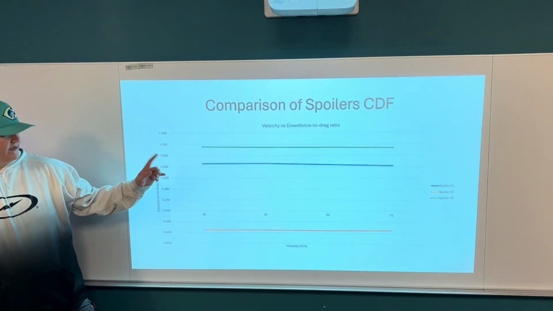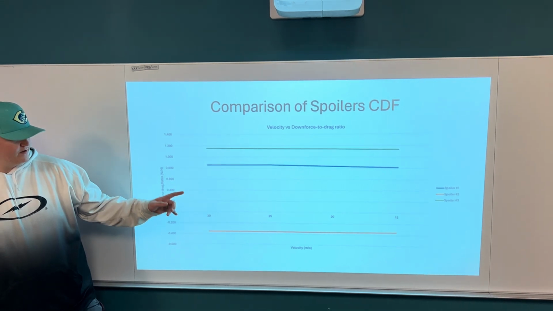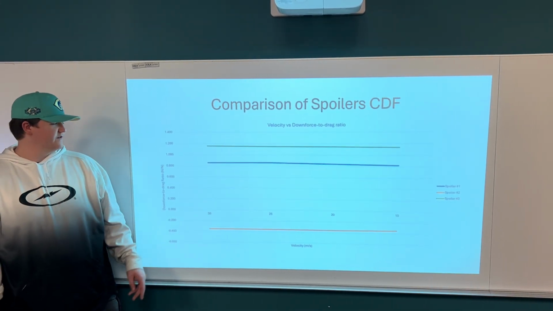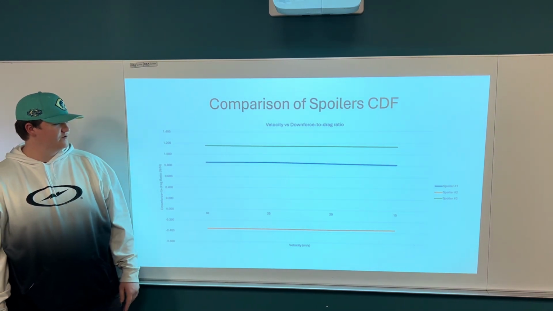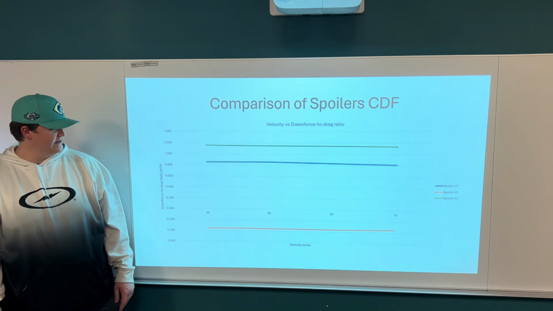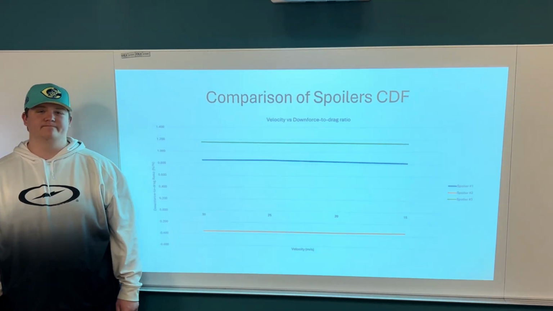Alright, so in the blue we have Haley's spoiler. The orange spoiler down there at the bottom is Ben's. And the green spoiler is Ryan's. So by these results, the downforce to drag ratio of Ryan's spoiler was the highest, followed closely by Haley, and we're not sure what Ben did.